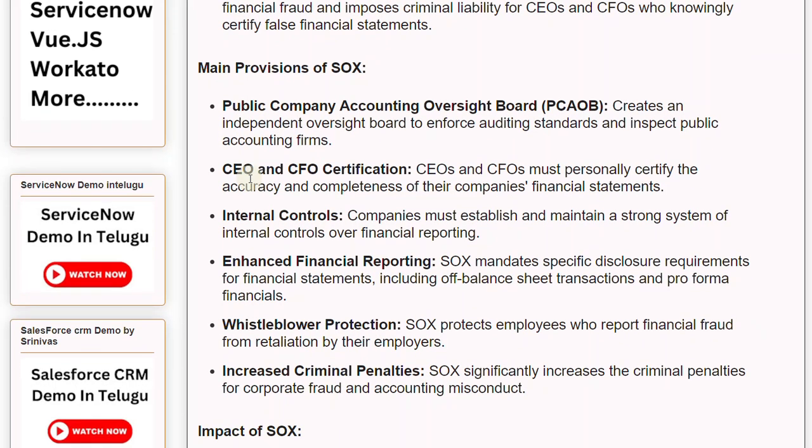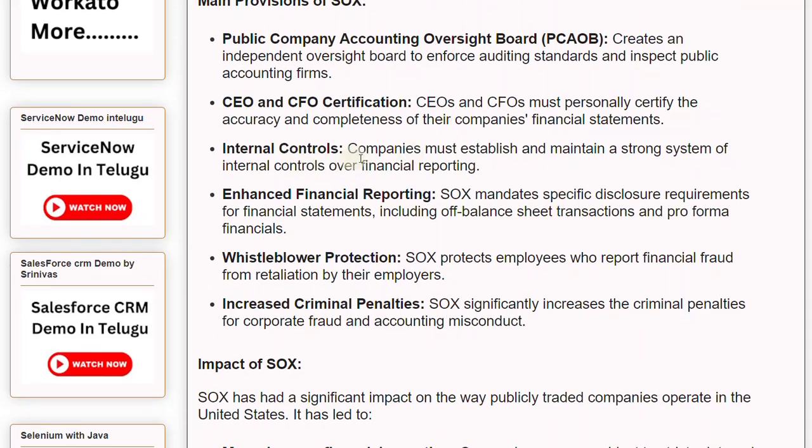Main provisions of SOX. Public Company Accounting Oversight Board, PCAOB, creates an independent oversight board to enforce auditing standards and inspect public accounting firms. CEO and CFO certification. CEOs and CFOs must personally certify the accuracy and completeness of their company's financial statements. Internal controls. Companies must establish and maintain a strong system of internal controls over financial reporting.